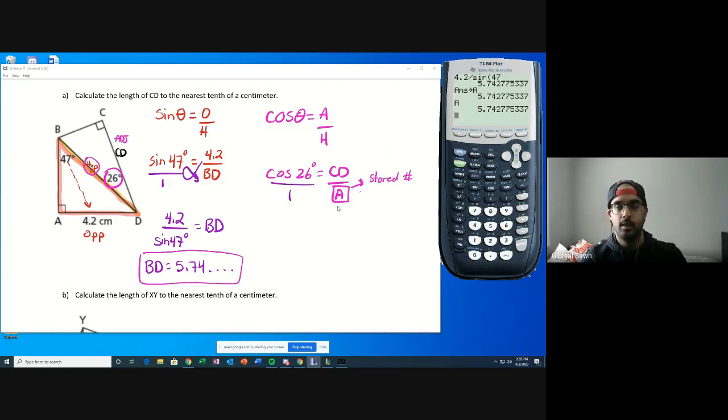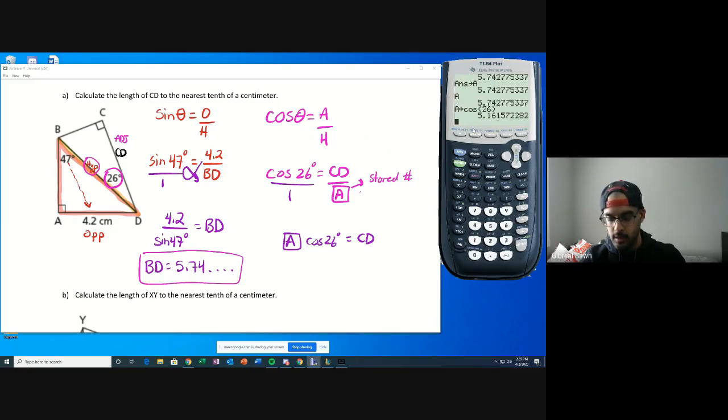Okay, so when we go to actually do this, we need to remember that cosine 26, again, is just a number. In order to get rid of this fraction, I'm going to multiply both sides by whatever that stored number was. In this case, it's that 5.74. So I'm going to actually do A, which was our stored number, multiply it by cosine 26, and that's going to give me the side length that I actually needed. So if we put in our value for A, multiply that by cosine 26, this should give me exactly what I need it to. And it gives me 5.16 and a whole bunch of other numbers. And we're asked to round that to the nearest tenth. So 5.2 centimeters is going to be our length of CD.